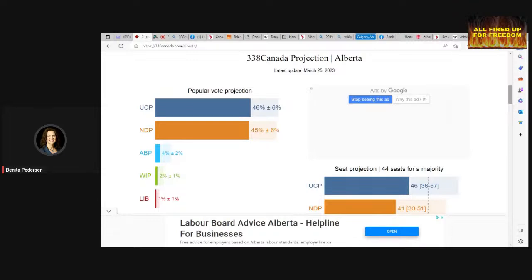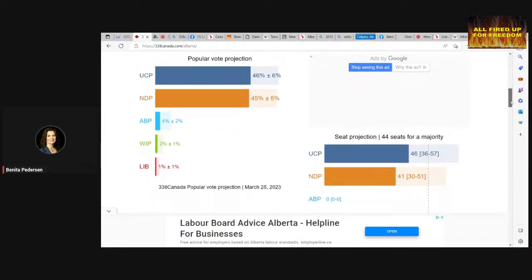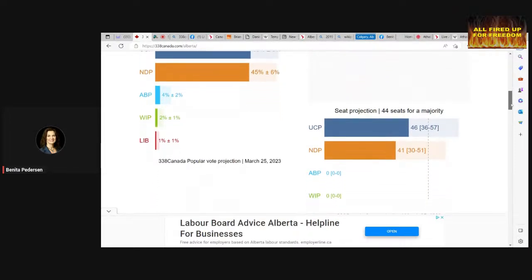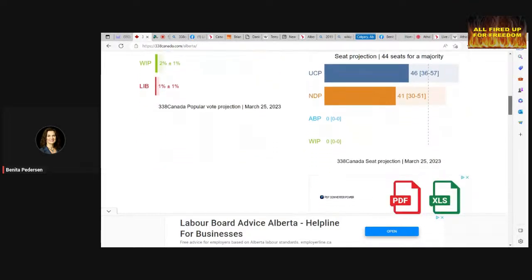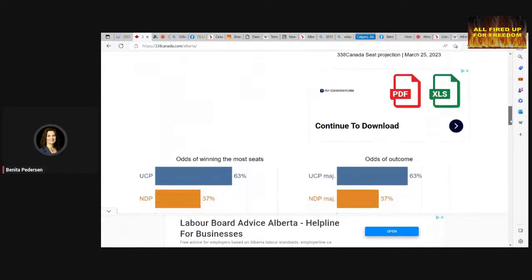So that is overall for the province. But with this website, we can also study constituency by constituency. And so here are the polls for the province right now. Technically at this time, it's projecting 44 seats for a majority UCP. It's looking promising, but there's still several days till election day. So we've got a lot of work to do.